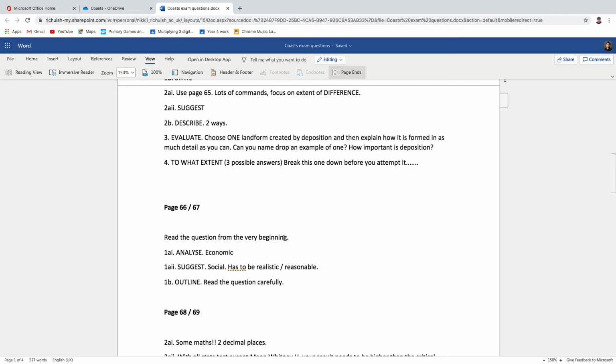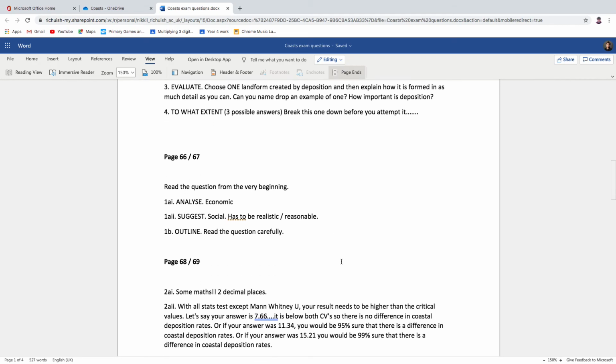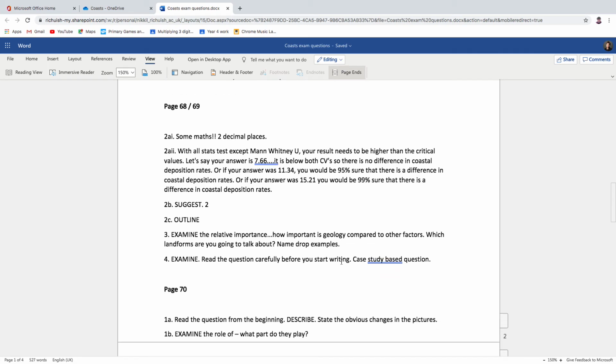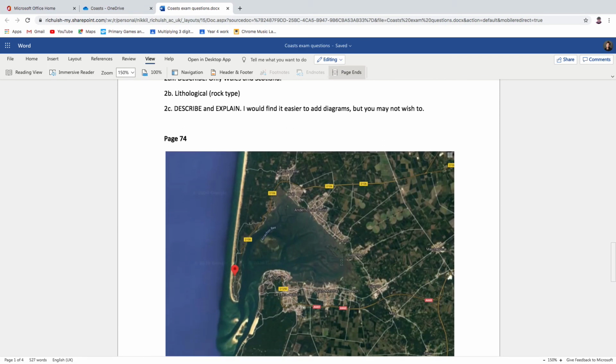But to what extent has a fall in sea level, so that could be the land going up or the sea going down, modified the coastal landscape? Now that's trickier because it's about sea level change, it's about emergent coastlines, it's about all of that stuff. But some of you possibly might prefer it. Now, as I said, I'm not going to go through every single exam question, but what I've tried to do for all of them is just give you some clues so that you can at least have a sense.